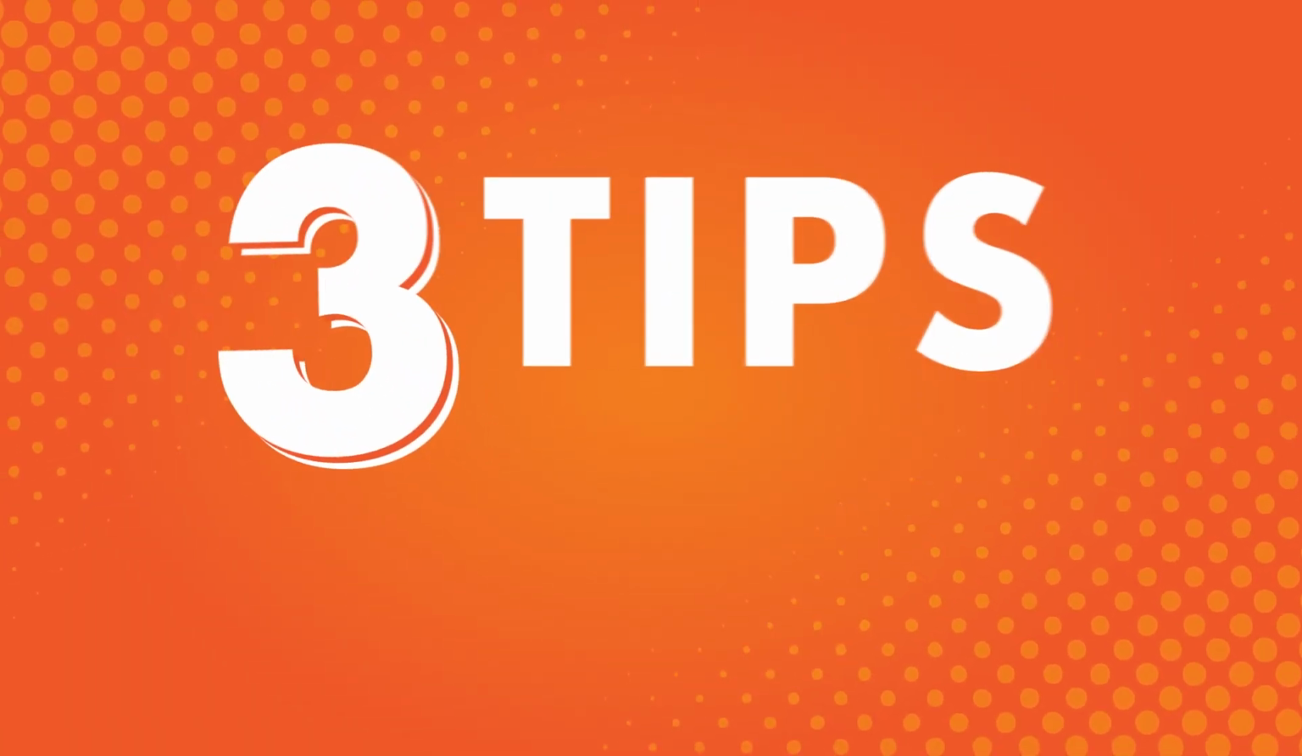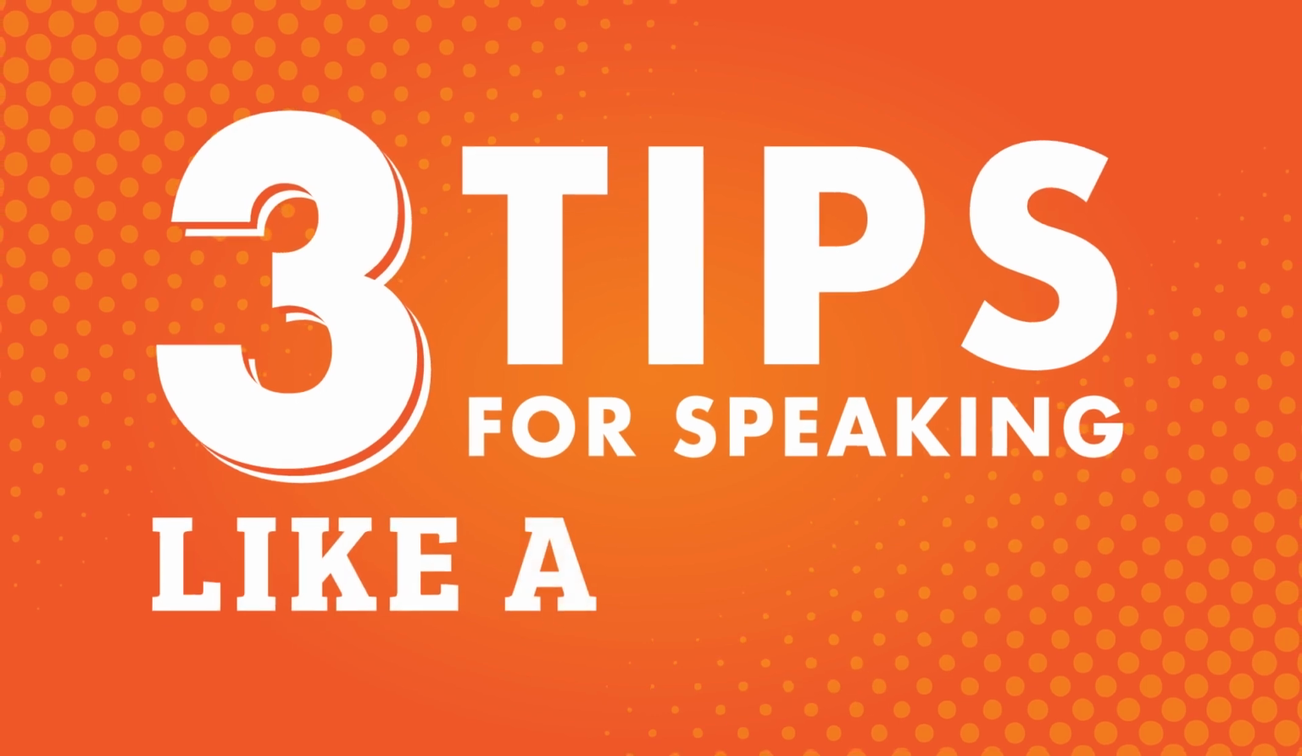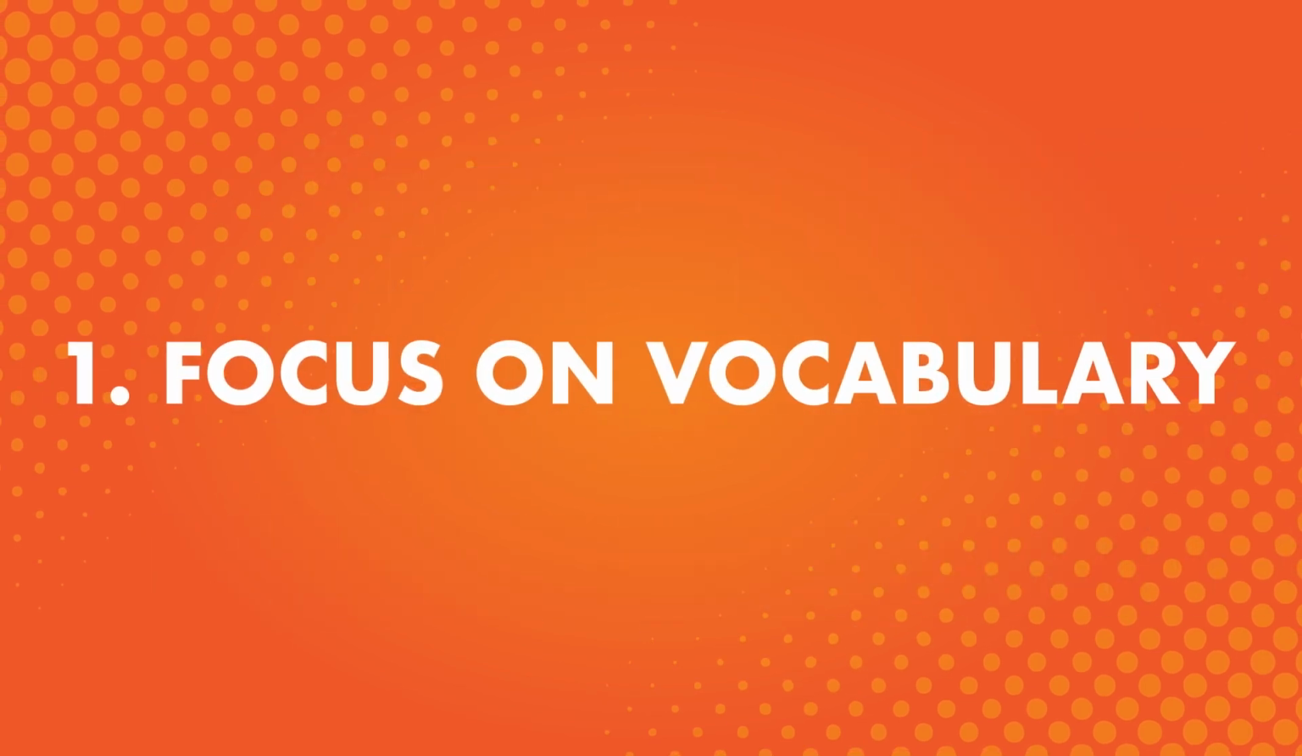That's what we're going to look at today. Here are 3 tips to help you practice talking like a native speaker. Number 1. Focus on vocabulary. If your goal is to speak like a native, you might be really focused on speaking quickly or using as many complex grammar patterns as possible.